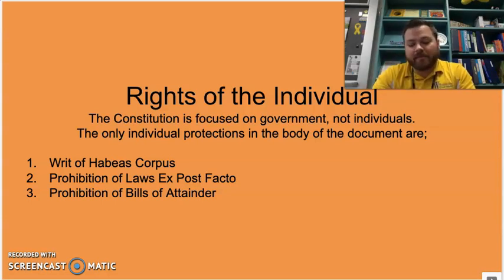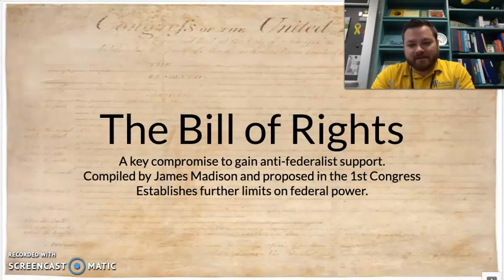So the key compromise that ends up getting the Constitution passed is after the Constitution is adopted, there's a gentleman's agreement to create a Bill of Rights. And the Bill of Rights is passed by the first Congress. James Madison drafted about 13 or 14 specific amendments to the Constitution. 10 of them are popular enough to actually be ratified, and that's what we consider the Bill of Rights.